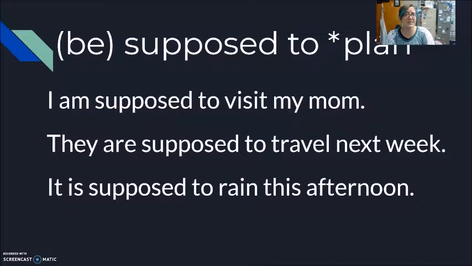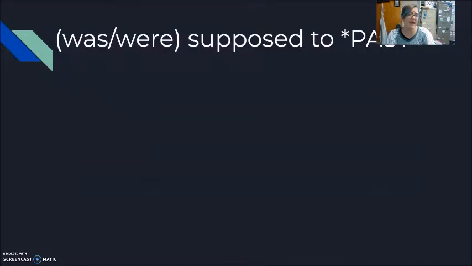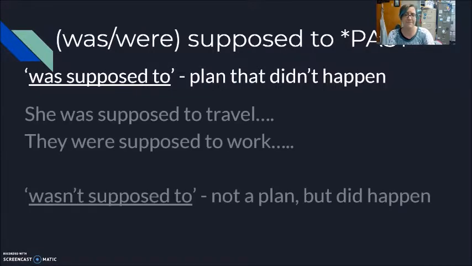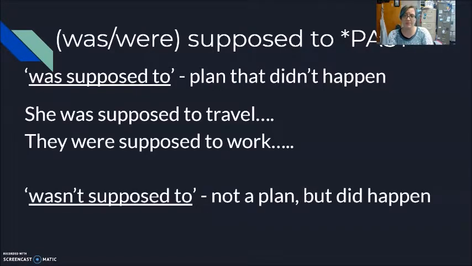When we take be supposed to and we move it into the past, it changes the meaning. So for example, was supposed to gives the feeling of a plan that didn't happen. She was supposed to travel. It feels like for some reason she did not travel. They were supposed to work, but something came up. It gives a feeling of they didn't work. It was the plan to work, but they didn't.